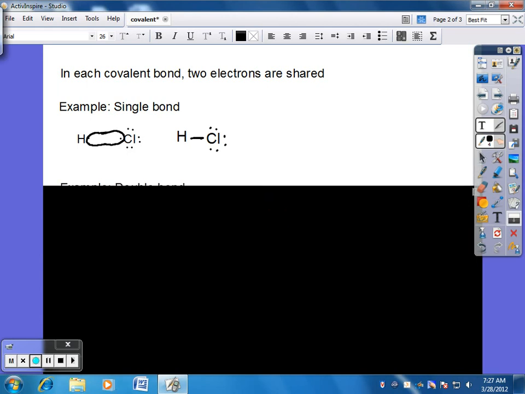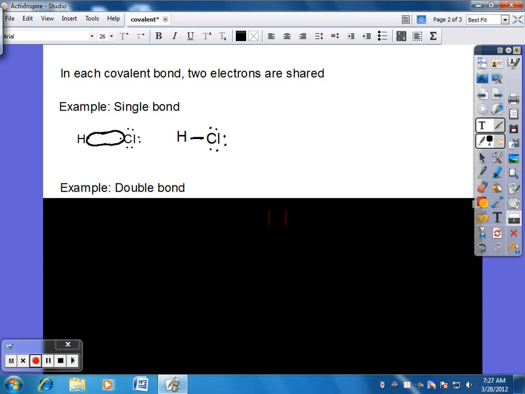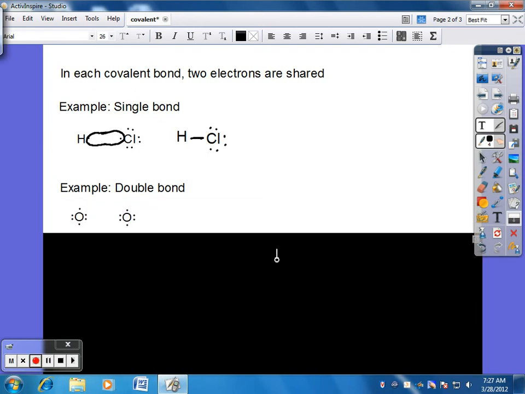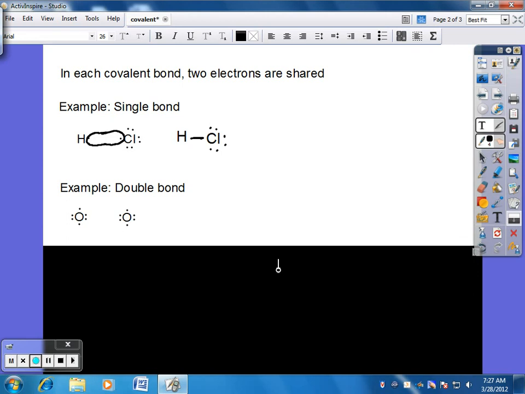Let's take a look now at a double bond. Sometimes atoms will share more than 2 electrons. They might share 4 electrons, double the single bond. So let's take a look at an example like that. So here we have 2 oxygen atoms. Each one has 6 valence electrons, meaning if they just shared these 2, they would only each have 7 valence electrons. So instead, they also share those. And therefore, by sharing 4 electrons, each one sometimes has 8 valence electrons.